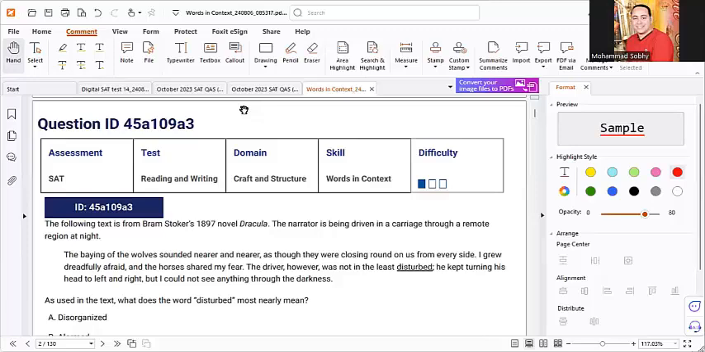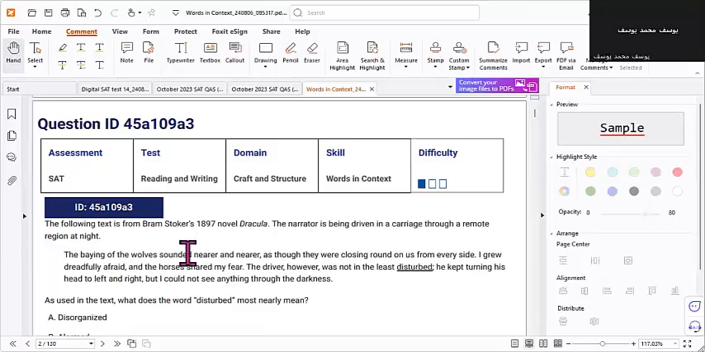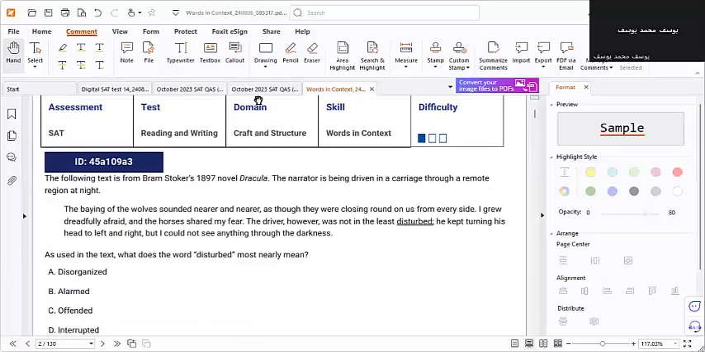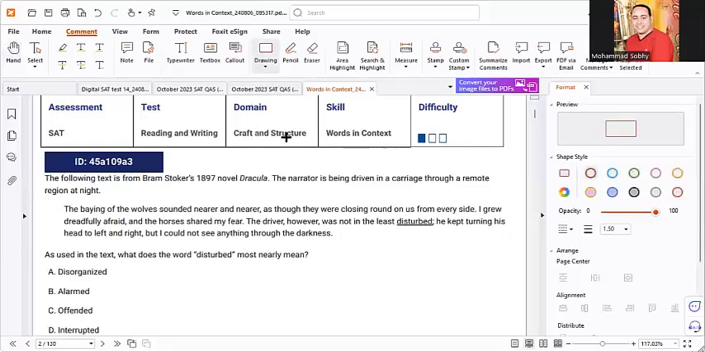Let's ask Yusuf. Let's take a girl and a boy. Go on, Yusuf. Hi, Mr. Okay, the same domain, craft and structure, words in context.